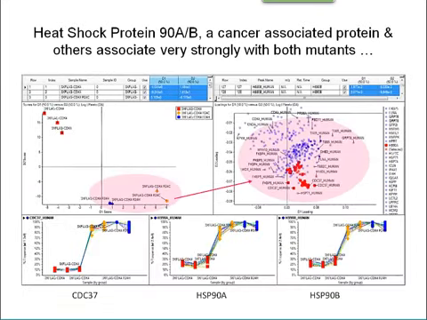It turns out that this mutant form, both mutant forms of this kinase, are associating very strongly with heat shock 90, which is certainly a cancer-associated protein. And it also associates extremely strongly and very specifically with it. So this could be a mechanistic look at why this particular mutation on this particular kinase could cause cancer.